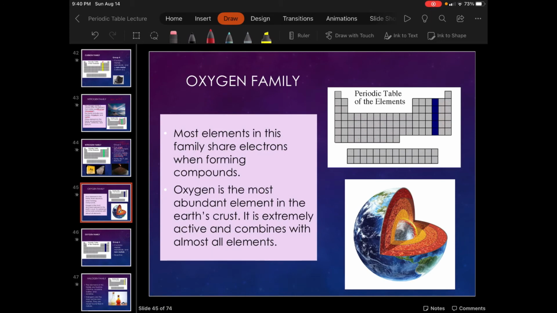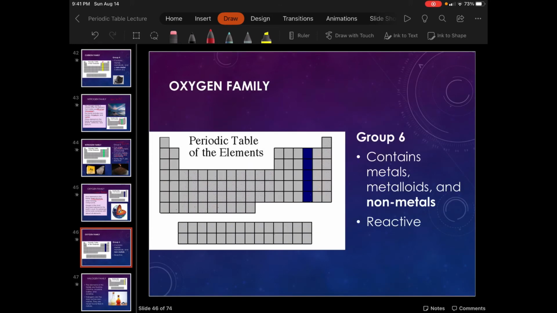And you have the oxygen family, or the chalcogen family. Most elements in this family share electrons. Again, shared electrons means what? That's right, covalent bonding. Oxygen is the most abundant element in the Earth's crust. Again, it's kind of freaky with the aluminum thing, but we'll talk about that in more detail. Oxygen is extremely active and combines with almost all elements. So, to round it up, the oxygen family contains metals, metalloids, and nonmetals. It's very reactive, okay?